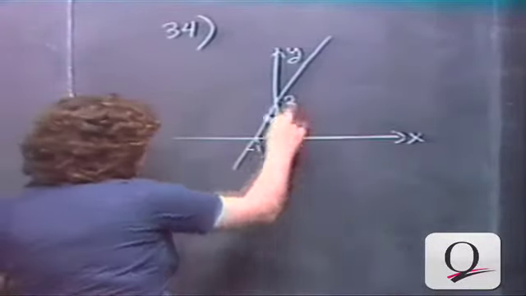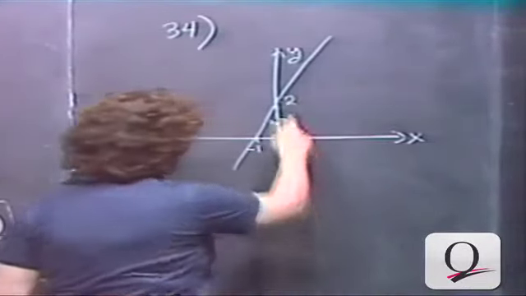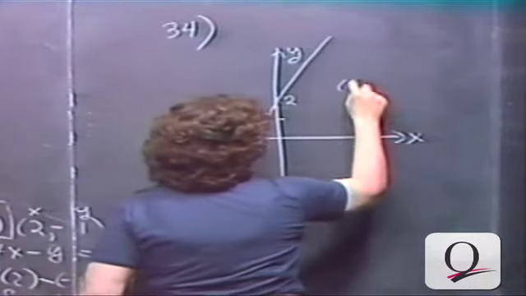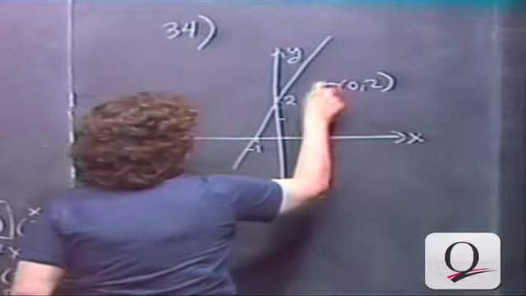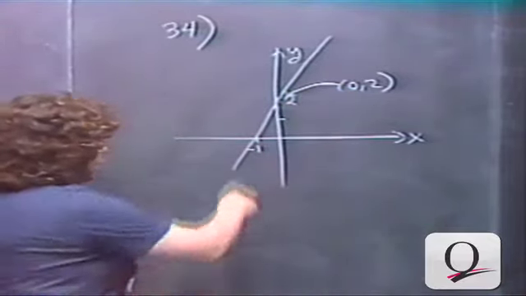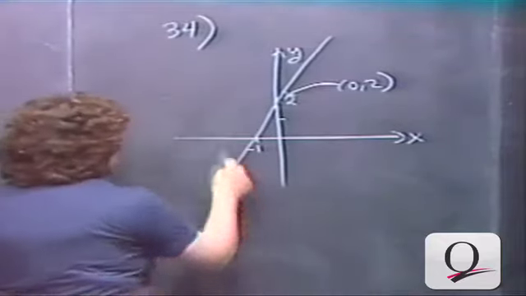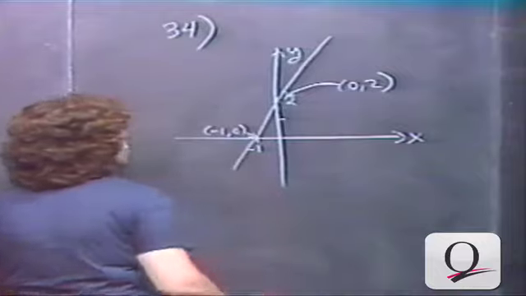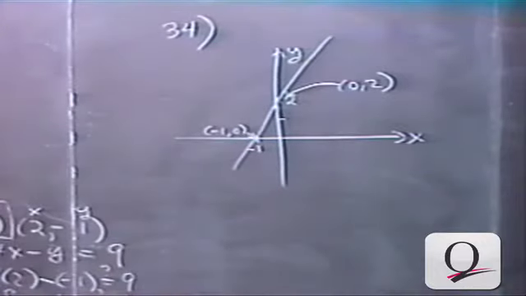If they tell you the y-intercept is 2, this really means that the point (0, 2) is on the graph. That's the point (0, 2), x equals 0, y equals 2. If they're telling you the x-intercept is -1, that means the line goes through the point (-1, 0). So we know 2 points on the line, (-1, 0) and (0, 2).